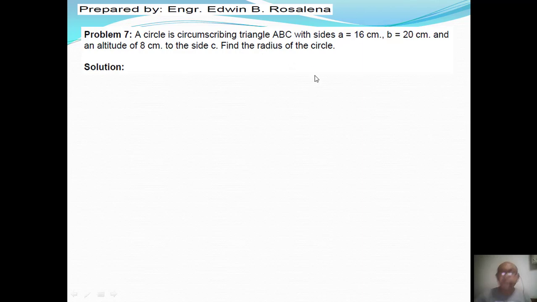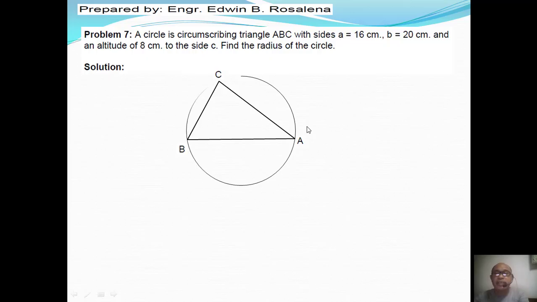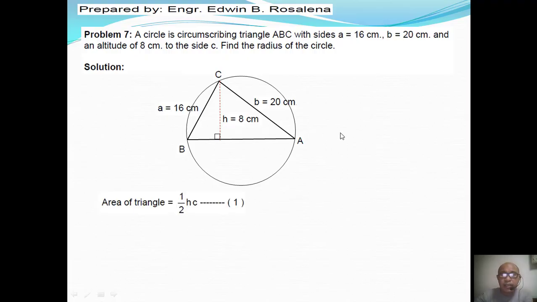Okay, so we will draw. So I have triangle ABC. Side A is here, 16. That is the circumscribed circle. Side A is equal to 16. Side B is 20. This is the unknown side C. Then we can draw an altitude to the unknown side C, and this altitude is equal to 8. What is the radius of the circle?